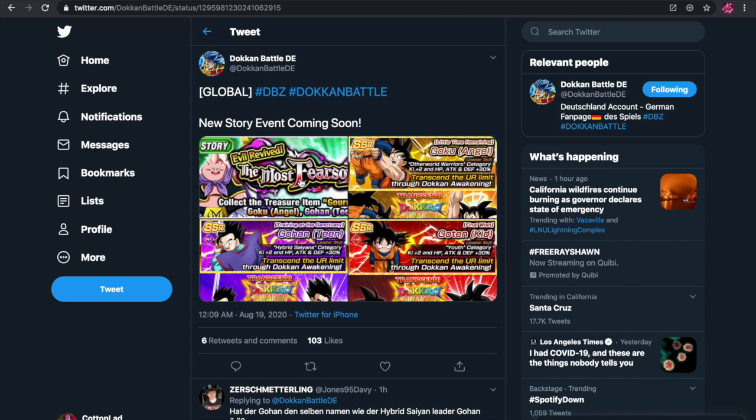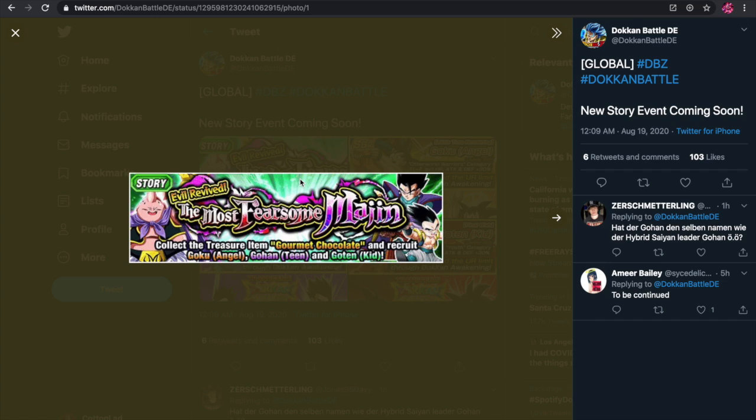And then this story event is going to be coming over to global. And this story event was actually supposed to be released for Golden Week. But seeing as it's going to be Buu Saga themed, they want global to be caught up in terms of the story events. So they're going to be dropping this story event pretty soon.